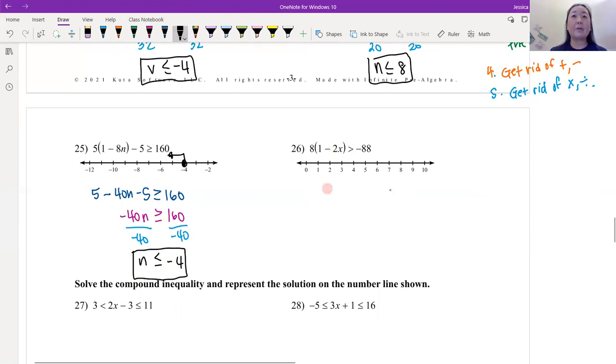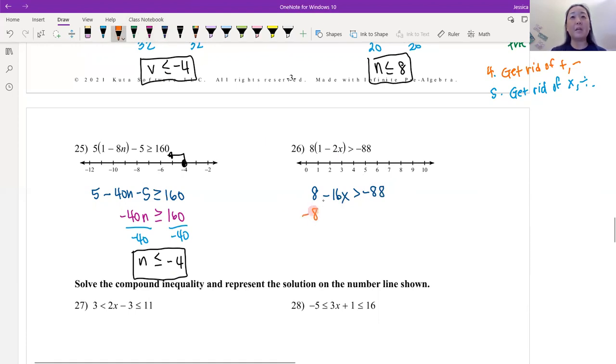Okay. And then we're going to go into this last one. Again, we do have parentheses. So it's going to be 8 minus 16x, because 8 times 2 is 16, greater than -88. And notice here, we do not have any like terms to combine. So we're going to skip that. And then we don't have any x's on both sides. We're going to skip that too. And so what we're going to do is we're going to go straight to the add and subtract.